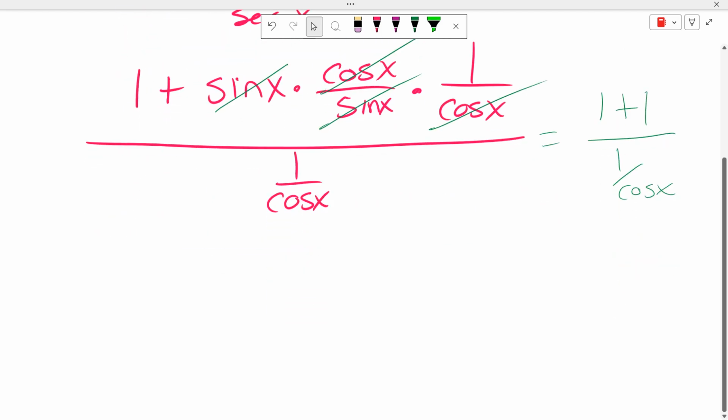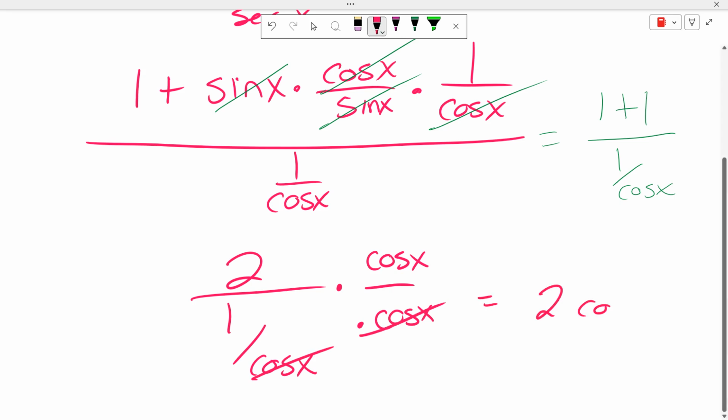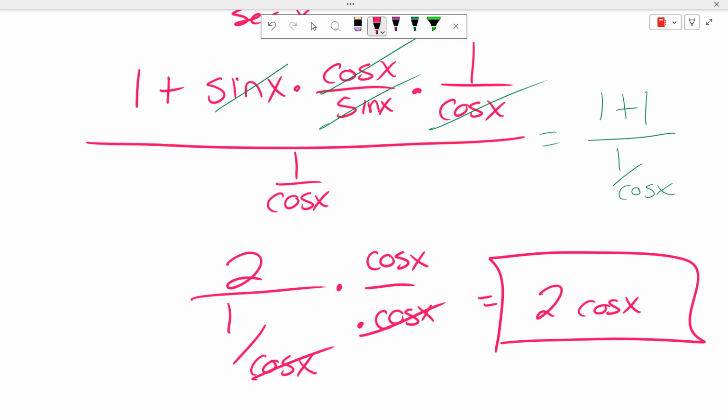What's 1 plus 1? So I get 2 over 1 over cosine of x. Do I have a complex fraction? Yes, I do. How do I get rid of my complex fraction? Multiply by the denominator of the denominator in both the numerator and the denominator. So the cosines cancel here, so I get 2 cosine of x.